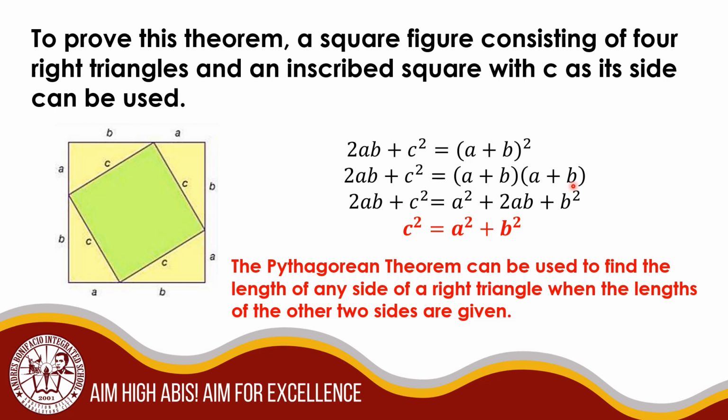A times B is AB. Then, B times A is AB also. So, AB plus AB is 2AB. Then, B times B is B squared.